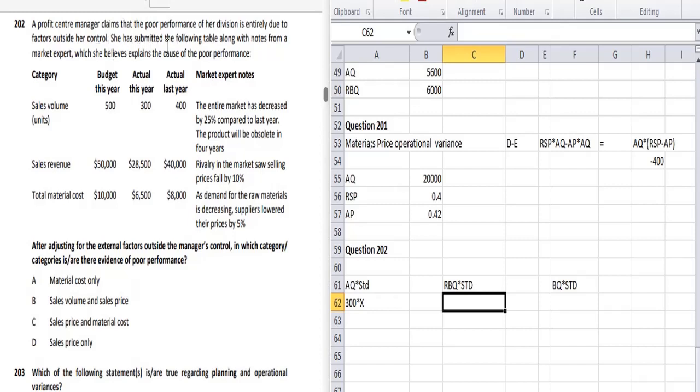She has submitted the following table along with the notes from the market expert, which she believes explain the causes of the poor performance. For sales volume, the market expert notes the entire market has decreased by 25% compared to last year, and the product will be obsolete in 4 years. So the entire market has decreased by 25% compared to last year, meaning last year's sales was 400. So the revised budgeted quantity for this year will be, because the market has fallen by 25%.